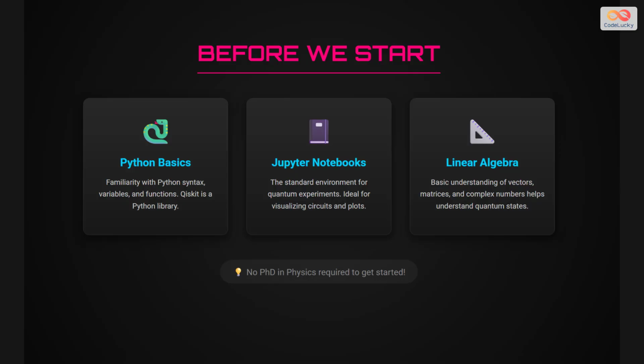Getting started is easier than you might think. You do not need a PhD in physics. The primary requirement is familiarity with the Python programming language. Using Jupyter notebooks is highly recommended as it allows you to visualize your circuits and results interactively. A basic understanding of linear algebra, specifically vectors and matrices, will also help you grasp how quantum states change.